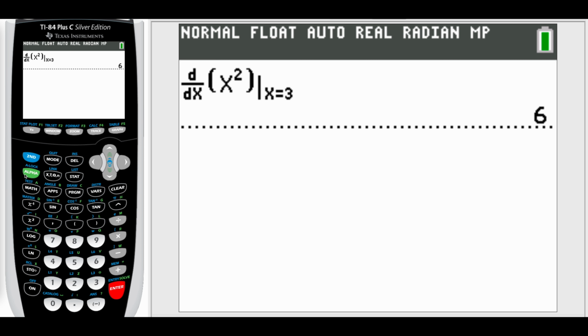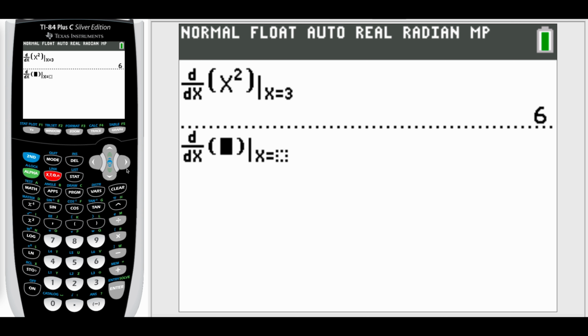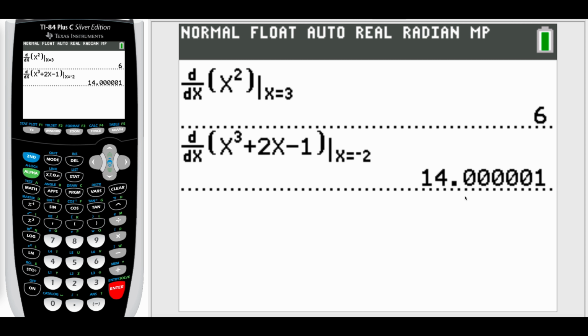Now you don't have to do x squared. You can do any derivative you want. Say I did the derivative with respect to x of x to the third plus 2x minus 1. It doesn't really matter what you do here. And I want to find the derivative at negative 2. You hit enter and it outputs that value.